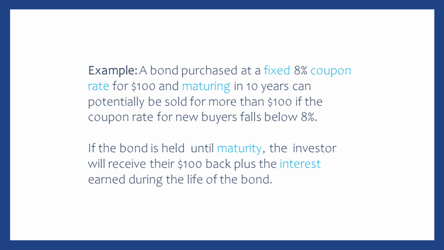For example, let's say you purchase a bond at a fixed 8% coupon rate for $100, with a maturity date set 10 years from now. If the coupon rate for new buyers falls below 8% during those 10 years, you could potentially sell the bond for more than $100 because it still carries the 8% coupon rate. However, if you hold onto the bond until maturity, you'll receive your original $100 investment plus the interest earned during the life of the bond.